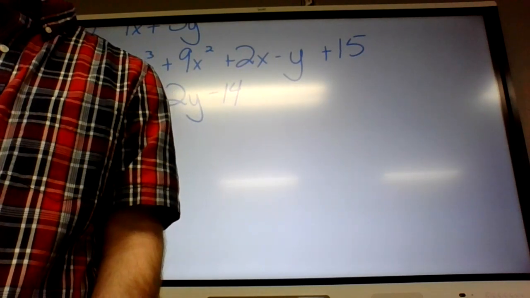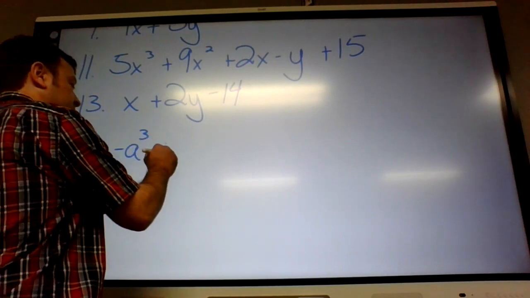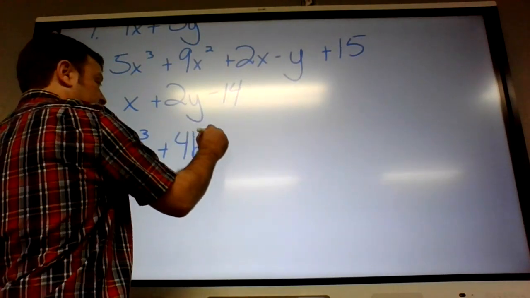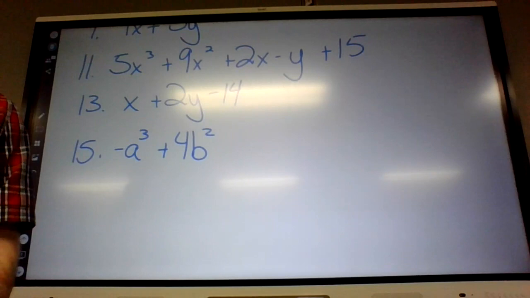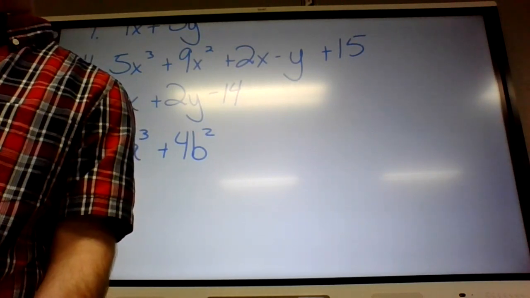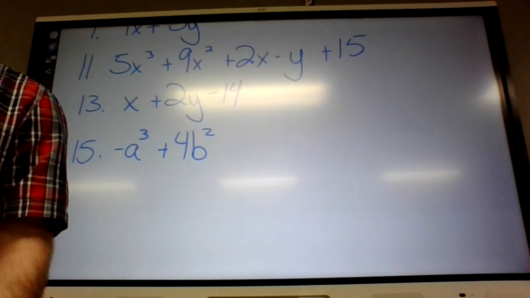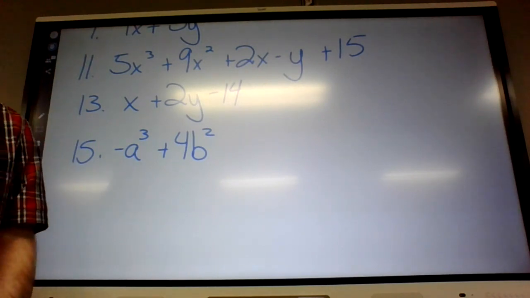Only one b squared term. Okay, so we can just copy that. Just keep it 4b squared. What else we got?